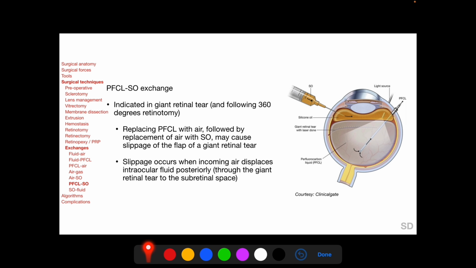As we have mentioned earlier, PFCL should be directly replaced with silicone oil in eyes with giant retinal tear, as replacing PFCL with air in these eyes followed by replacement of the air with silicone oil may cause slippage of the flap of a giant retinal tear when the incoming air during PFCL-air exchange displaces intraocular fluid posteriorly through the giant retinal tear to the subretinal space.